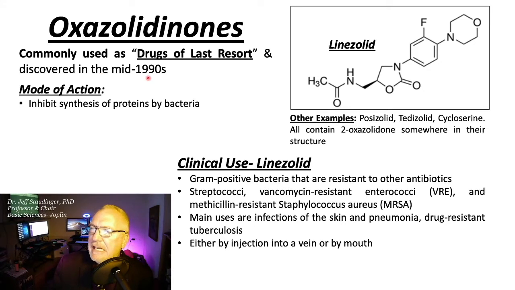Discovered in the mid-1990s, oxazolidinones are used as drugs of last resort. They inhibit synthesis of proteins by bacteria. Clinically, linezolid attacks gram-positive bacteria that are resistant to other antibiotics: vancomycin-resistant enterococci and methicillin-resistant Staph aureus, or MRSA. Main uses are infections in the skin and pneumonia, as well as use in drug-resistant tuberculosis. Oxazolidinones can be taken either by injection into a vein or by mouth.